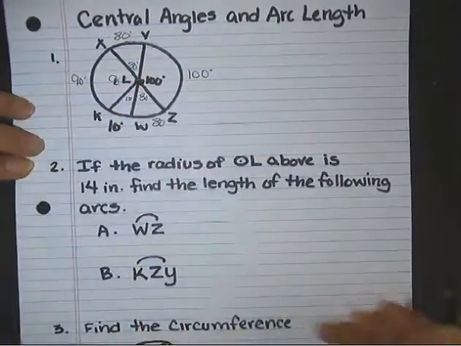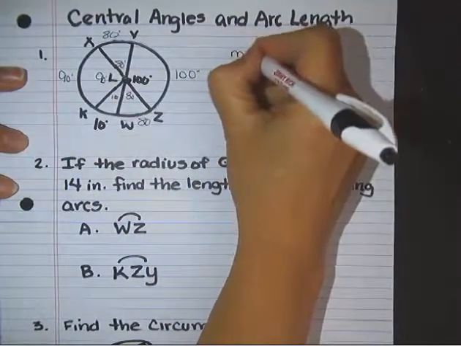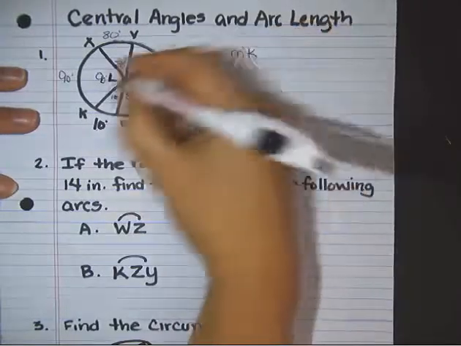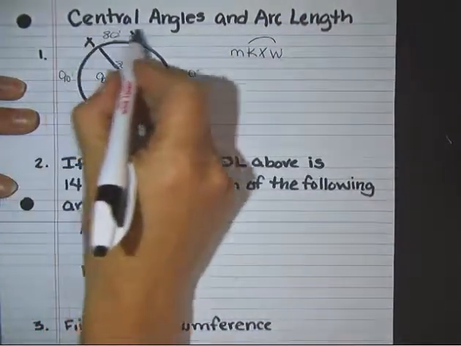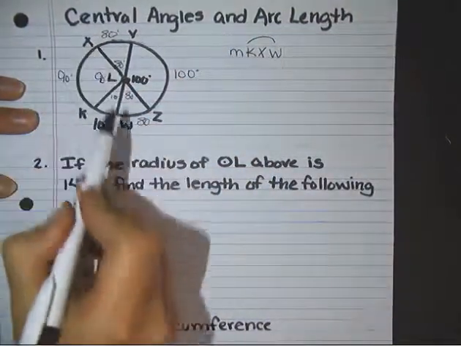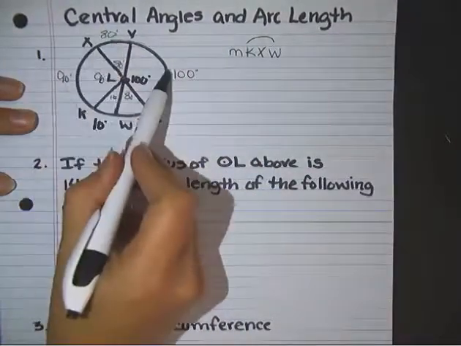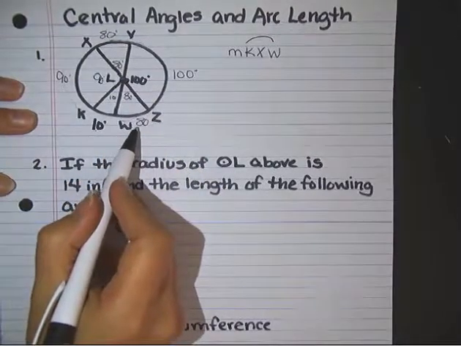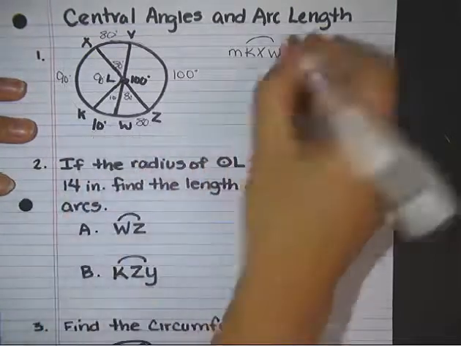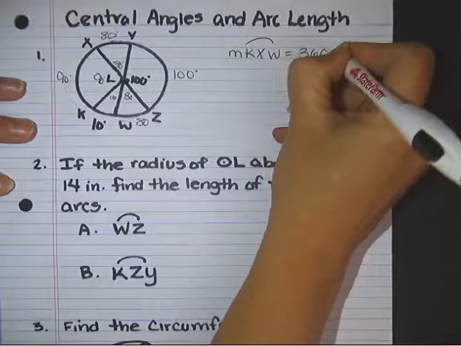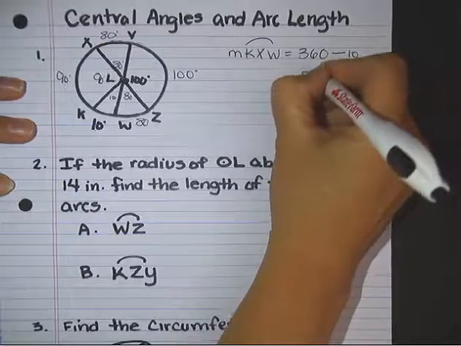Notice if you're asked to find a major arc, like perhaps what's the measure of KXW? If you're asked for a major arc like KXW, don't jump across like this. Follow the arc. I could either add 90 plus 80 plus 100 plus 80, all the arcs that make up KXW, or I could just take 360 degrees, the whole circle, and subtract the 10 degrees that I don't want, and that would be 350 degrees for that major arc. So look for those shortcuts.